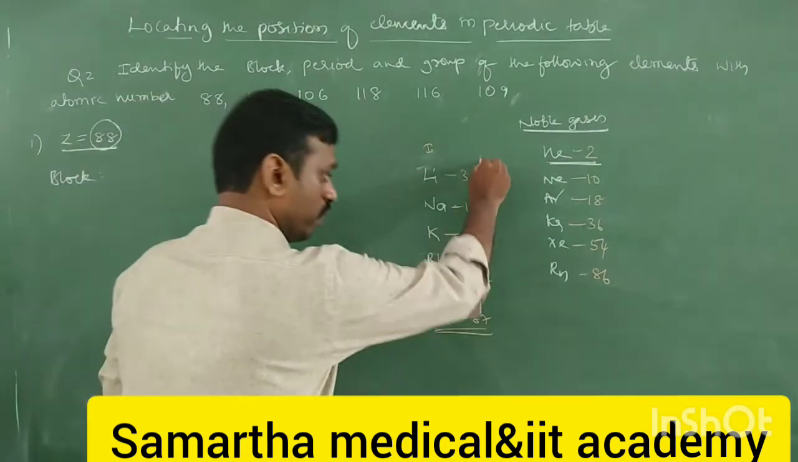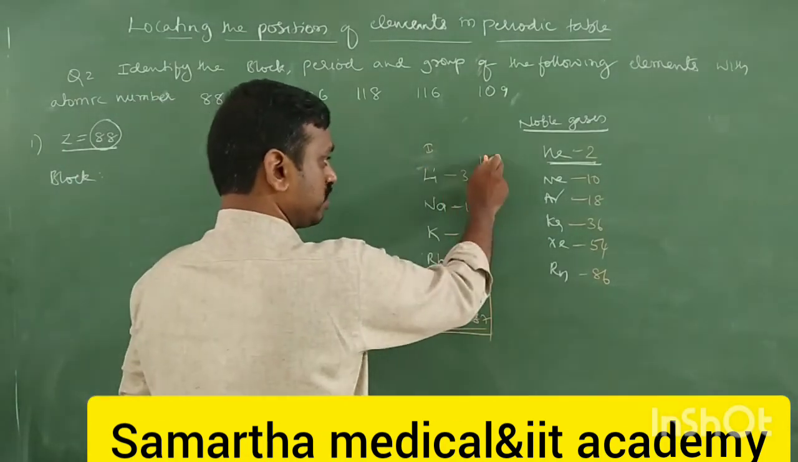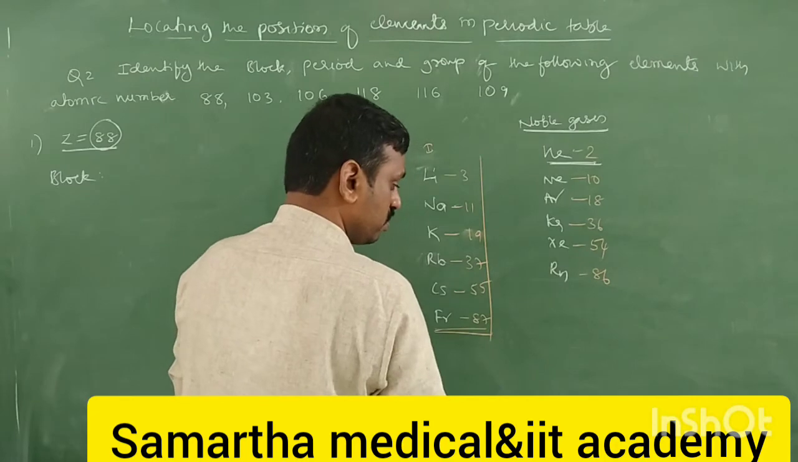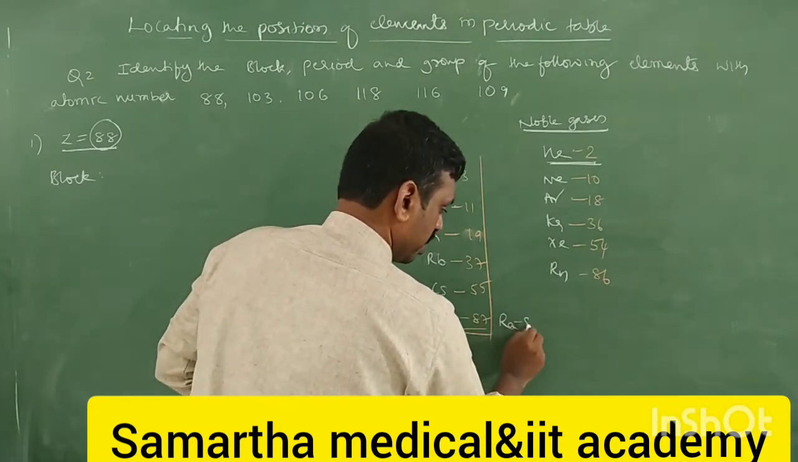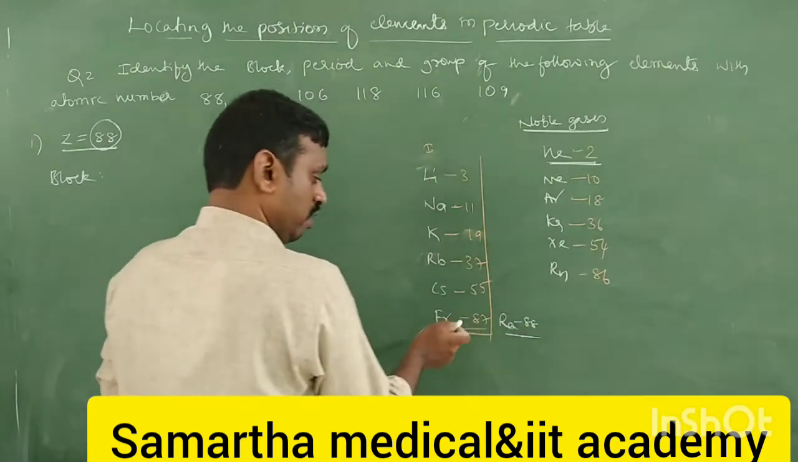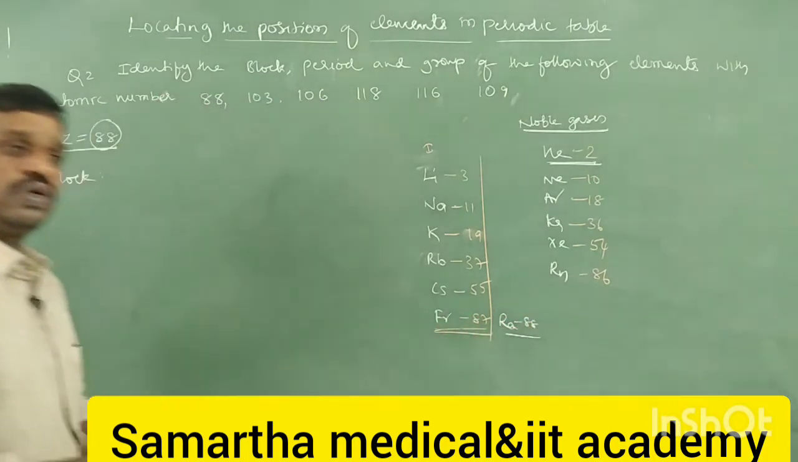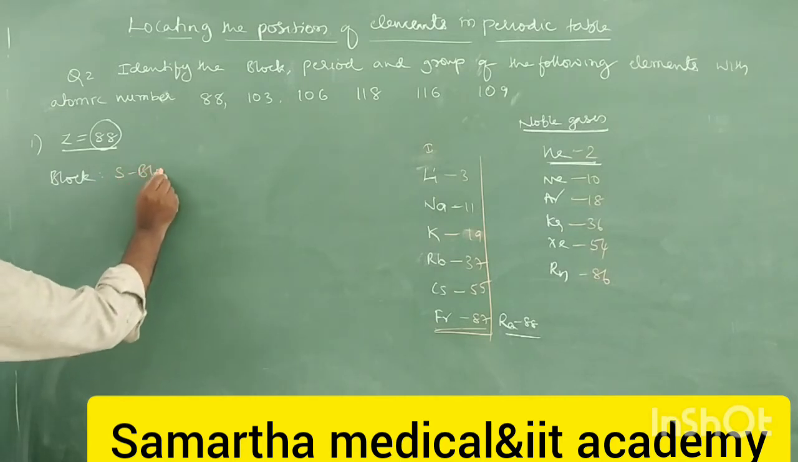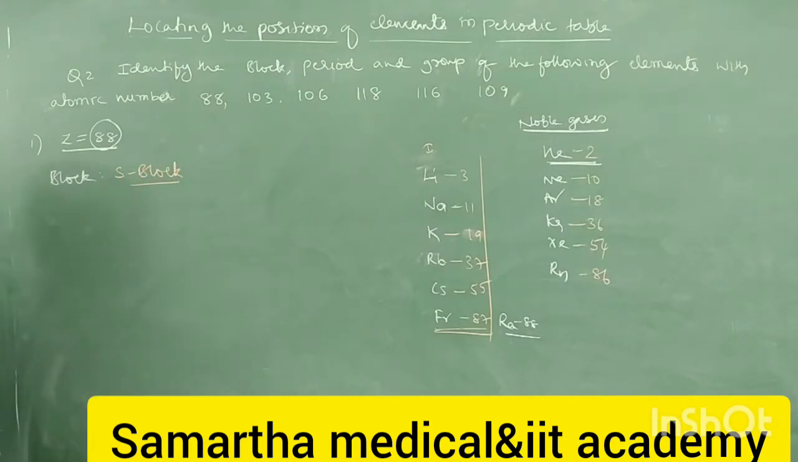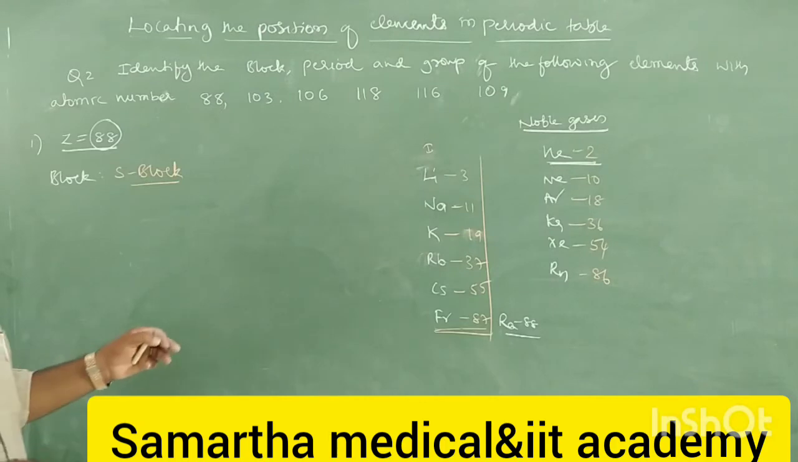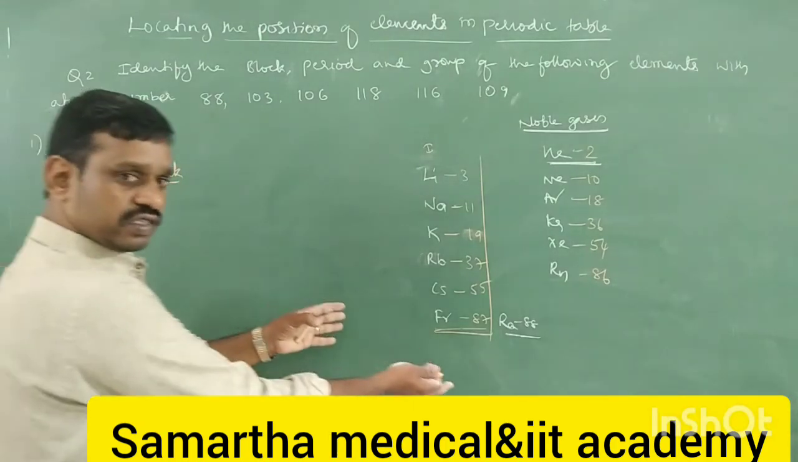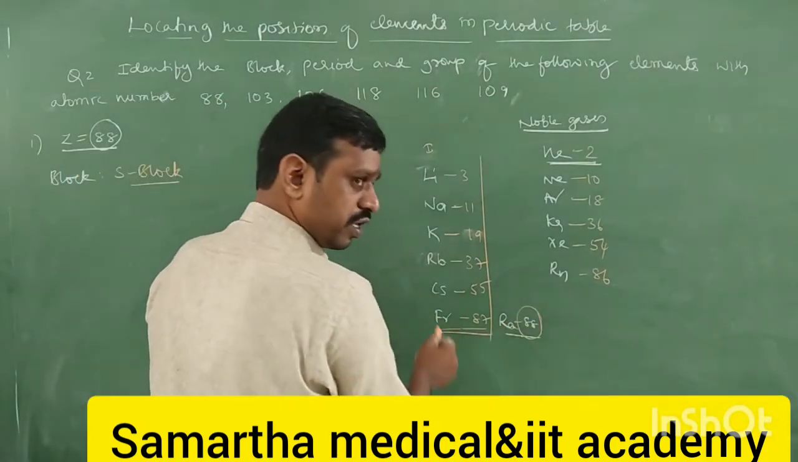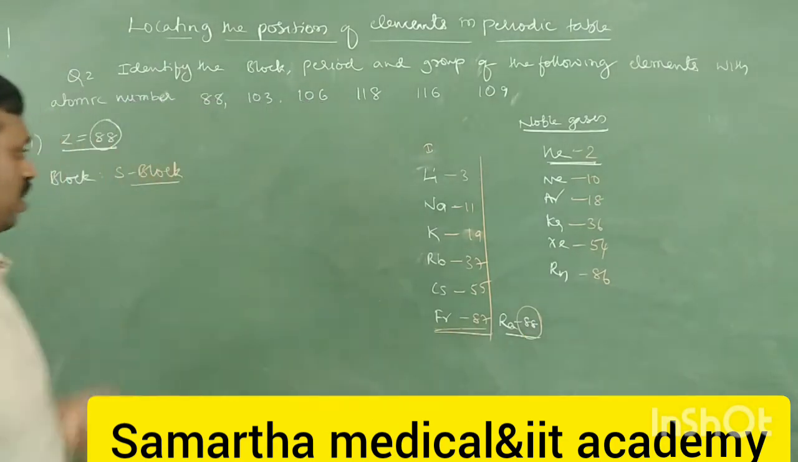That is the other group that comes here, no? First group, and the second group's ending element is what? Radium. That means radium is 88. So francium and radium both belong to S block. So the block is S block. You need not write the electronic configuration. It is not always required, it takes much time and sometimes you may not be able to write it. So you can find it like this: the element with atomic number 88 is nothing but radium. It is an S block element.